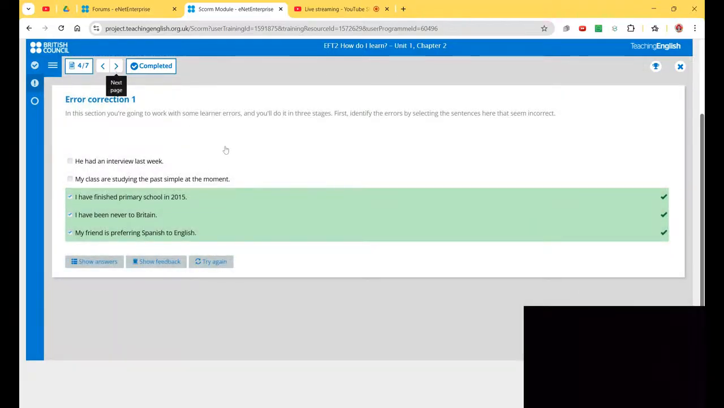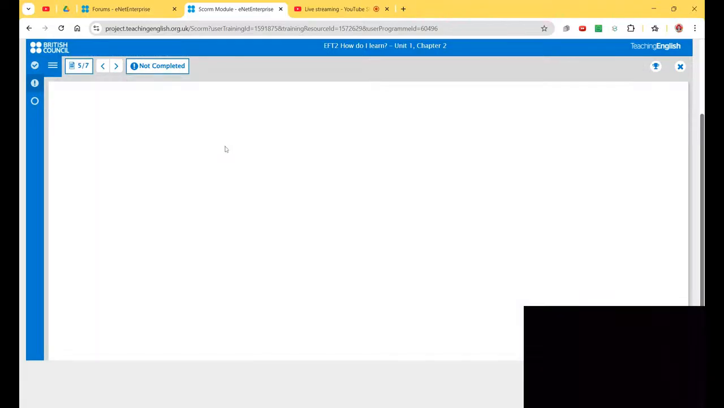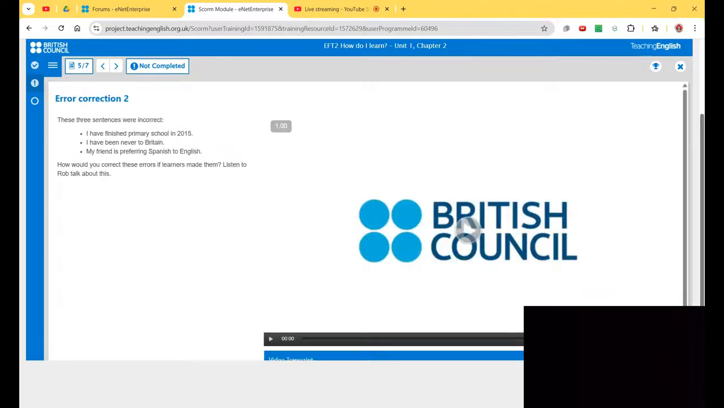Next. These sentences were incorrect. I have finished primary school in 2015. I have been able to retain my previous Spanish to English. How would you correct this error if learners made them?